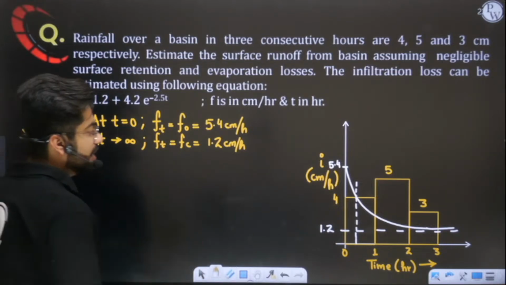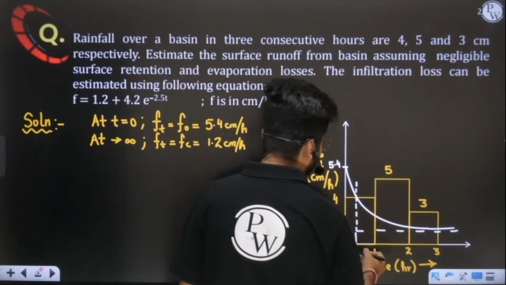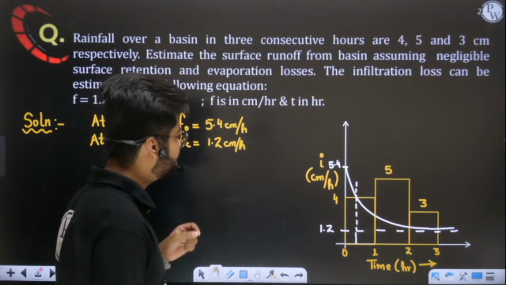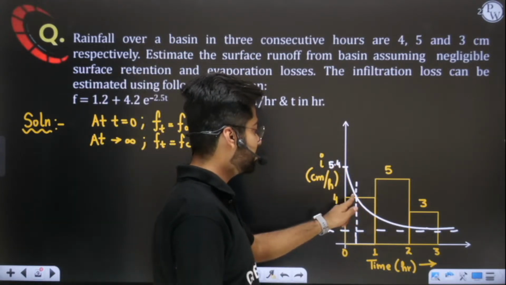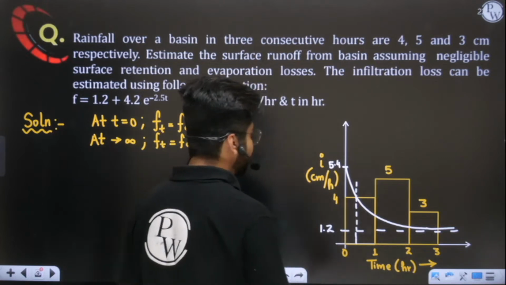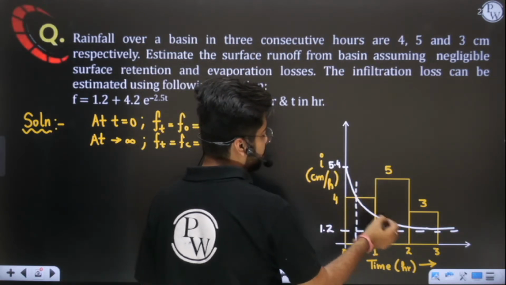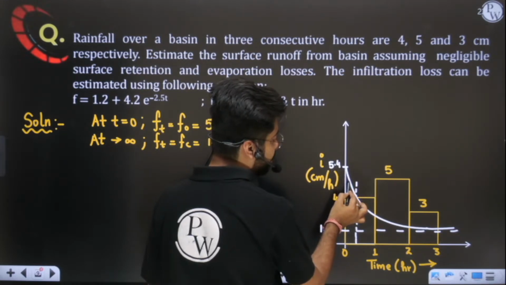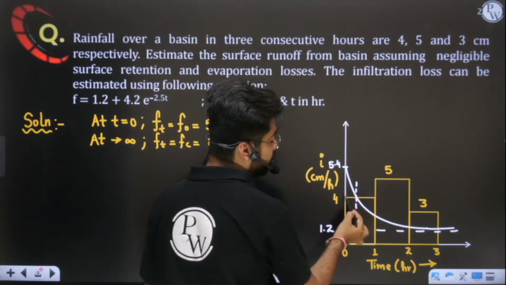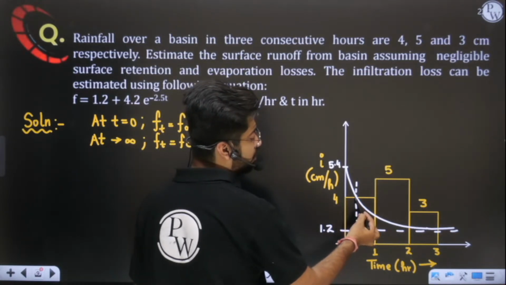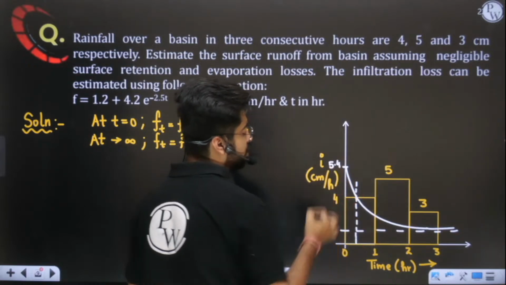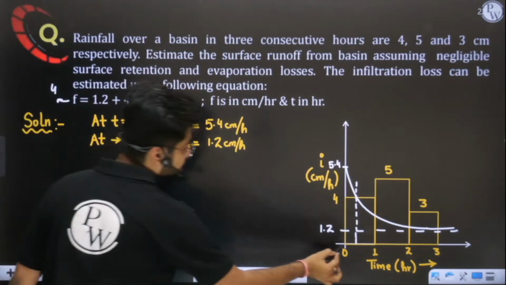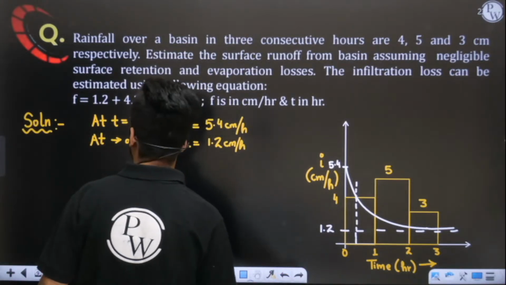Now, we are interested in finding the value of this time. Can you find this time? Sir, I want to understand where this line is cutting this point. You need to understand that the value of infiltration capacity is decreasing from 5.4. It is going on decreasing, 5.4, 5.2, 5.15 like this, and it is becoming equal to 4 here. Understood? So this means the value of f has become equal to 4 at this time t.